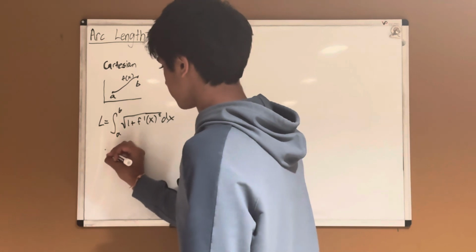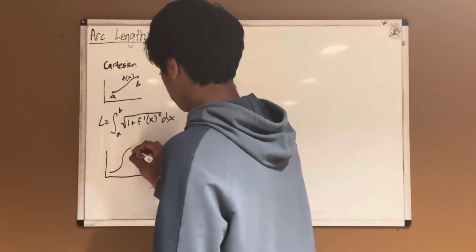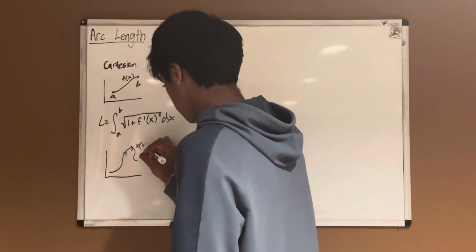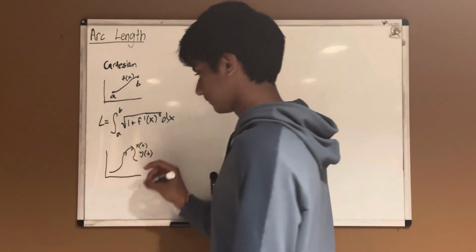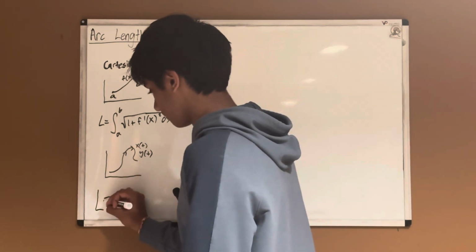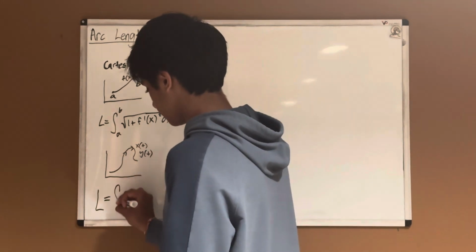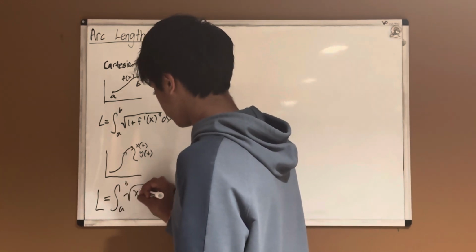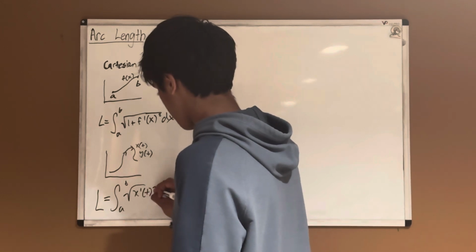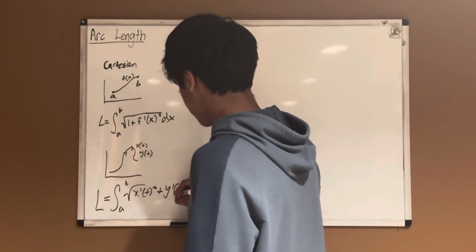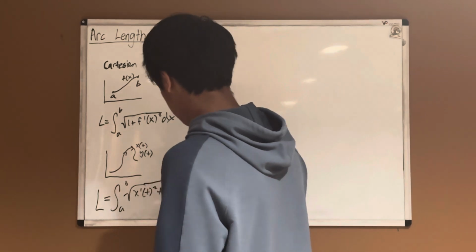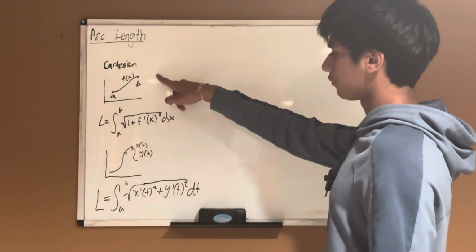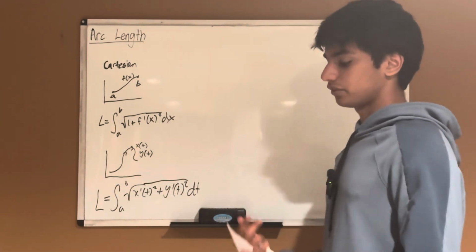For parametric functions, let's say we have a parametric curve where we're given x of t and y of t. The length for a parametric arc length is equal to the integral from a to b of the square root of x prime of t squared plus y prime of t squared, dt, obviously. So those are the two formulas you need to know for arc length, the Cartesian formula and the parametric one. So let's try out a problem.